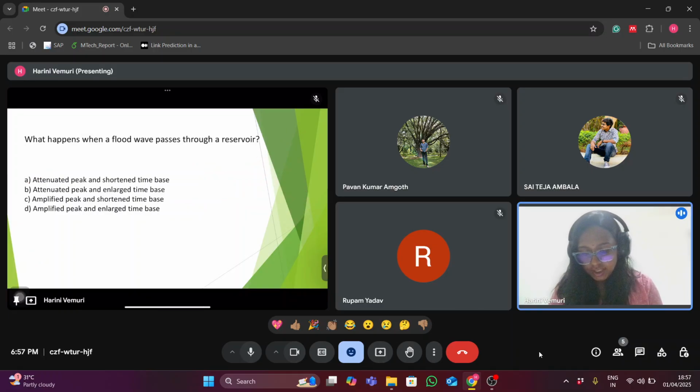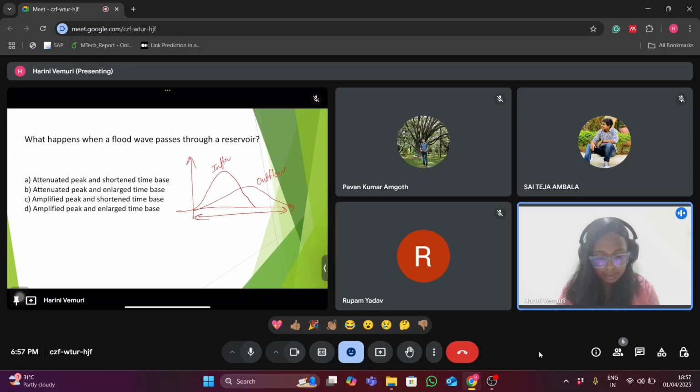Okay. So the next question is, what happens when a flood wave passes through a reservoir? Option A, attenuated peak and shortened time base. Option B is attenuated peak and enlarged time base. Option C is amplified peak and shortened time base. Option D is amplified peak and enlarged time base. Like I have drawn before, the inflow and outflow hydrograph from a reservoir will be like this. The time base is increasing for the outflow. So that means there is an enlarged time base, and also you can see the peak is attenuated. It's not amplified. So the answer is option B.